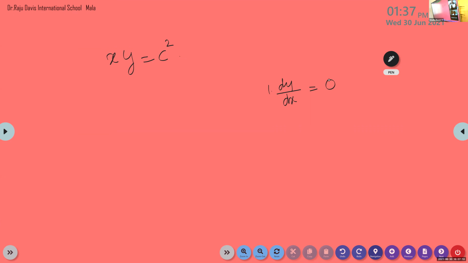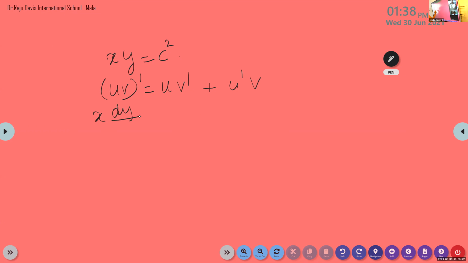What do you have to do? You have to use the product rule. So when we differentiate this, we have to use the product rule. What is the product rule? (uv)' is u into v' plus u' into v. So when you use the product rule here, x into, what is the derivative of y?